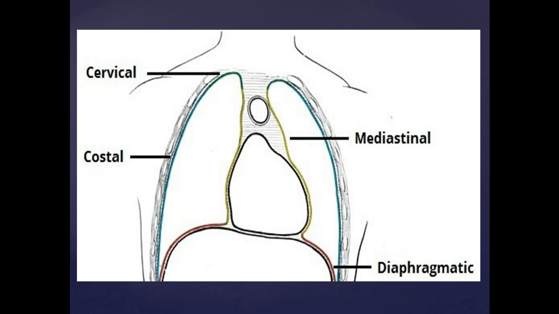Let's have a look at the various parts of the pleura. This is the cervical pleura, costal pleura, mediastinal pleura and diaphragmatic pleura. Diaphragmatic pleura over here.